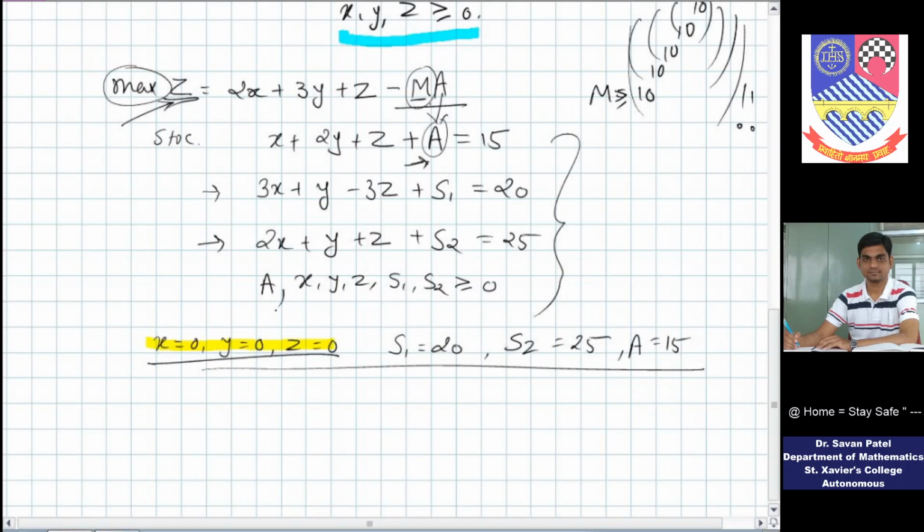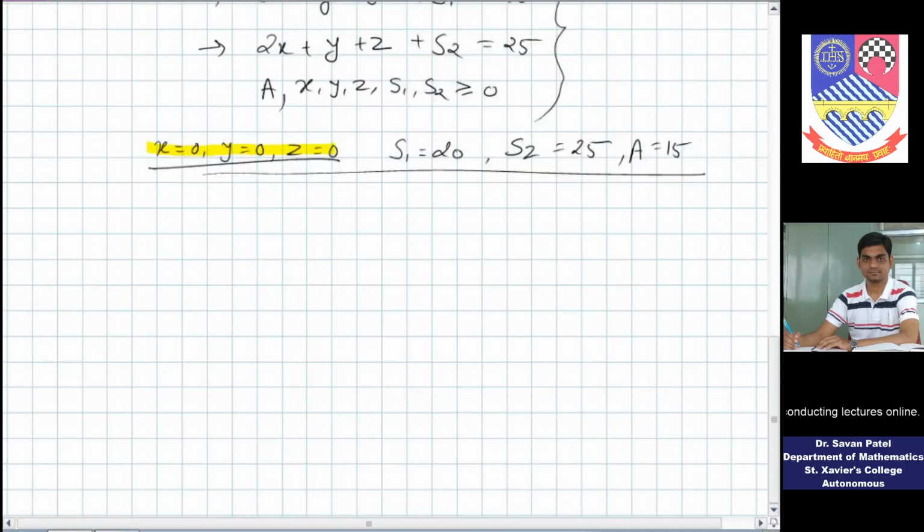So we are having a solution which satisfies our constraints, and hence we can start a simplex problem. So let's start like a simplex problem. So first of all we have to make a table which we were used to do in the simplex problem. So let's make a table.